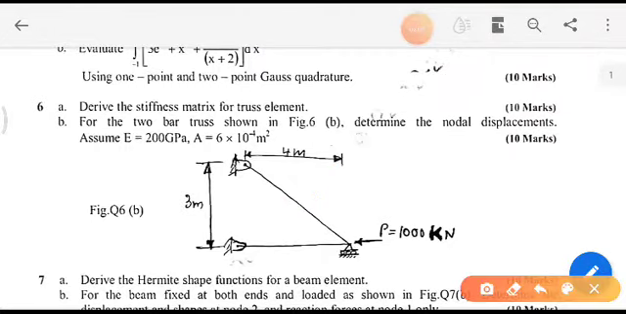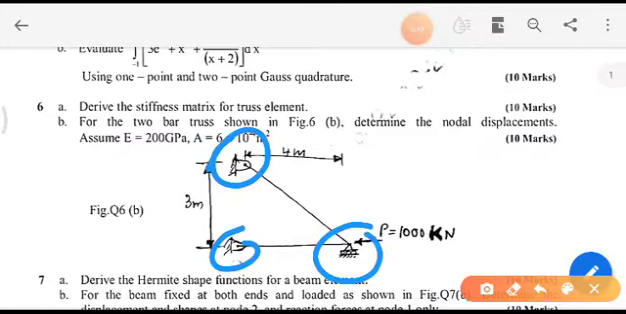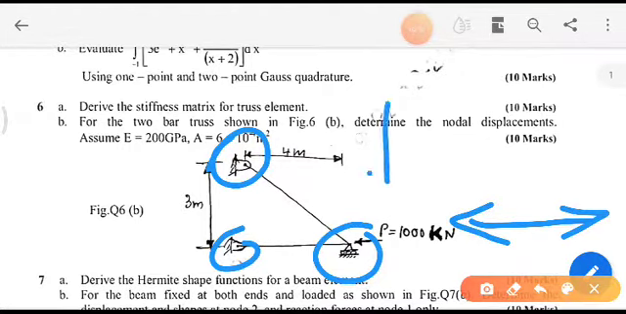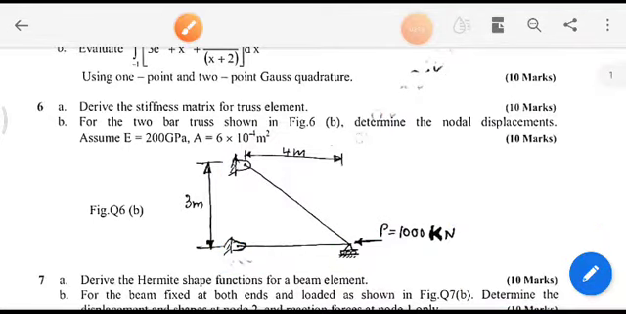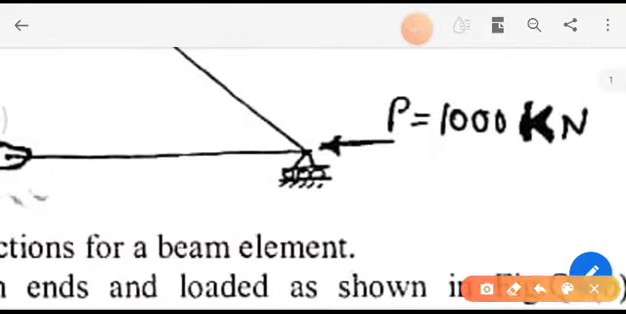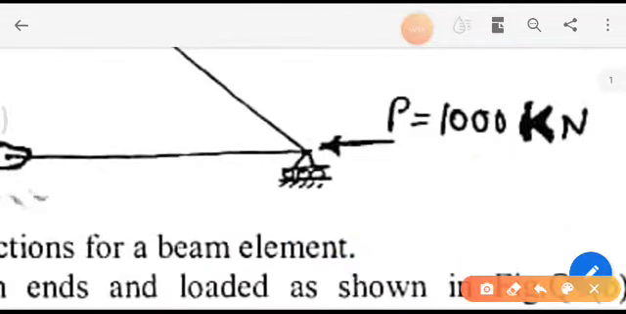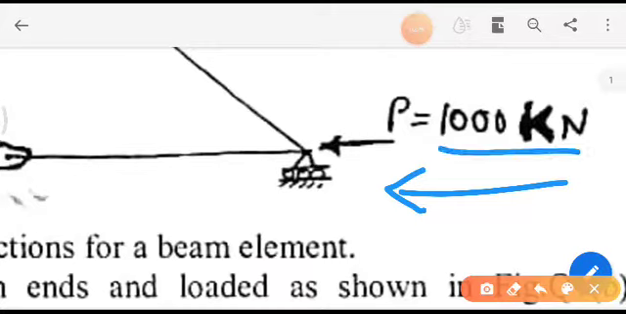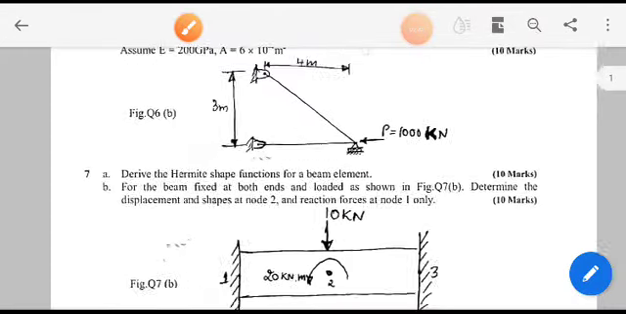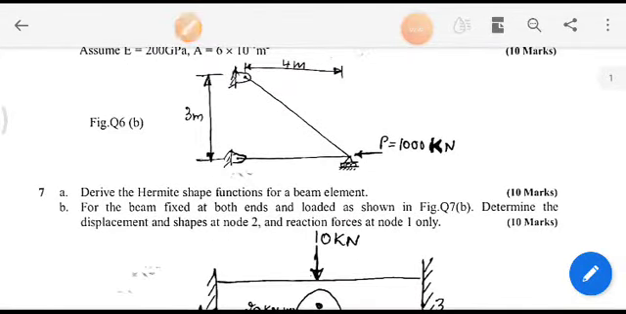And if you see, node 1 is fixed, node 3 is fixed, and node 2 has movement only in the x direction, whereas in the y direction it is fixed. This is the roller support. It is fixed in the vertical direction, and it can move in the horizontal direction. The load applied is in the negative x direction, 1000 kilonewton, which is nothing but 1000 into 10 raised to 3 Newton.